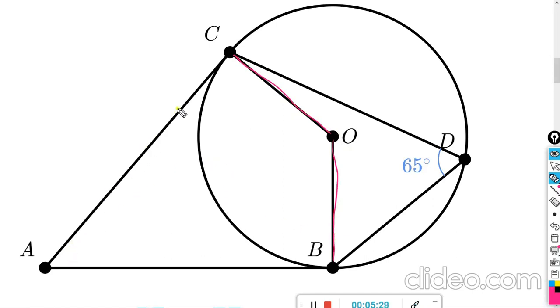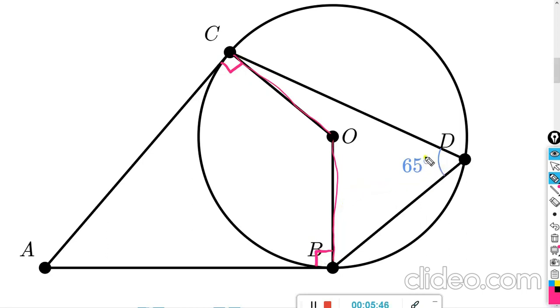Okay, so when you draw a radius to the point of tangency, it makes a right angle. So this is going to be a right angle, and this one down here is going to be a right angle.